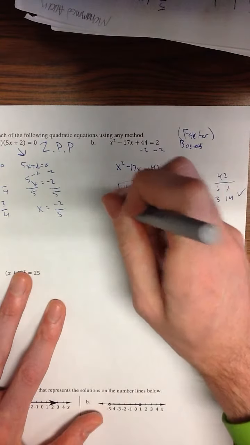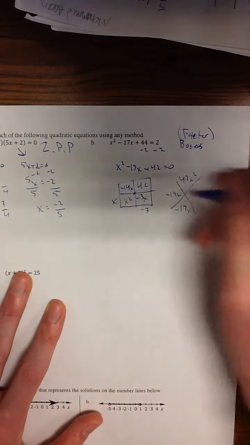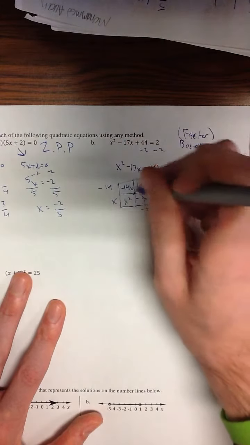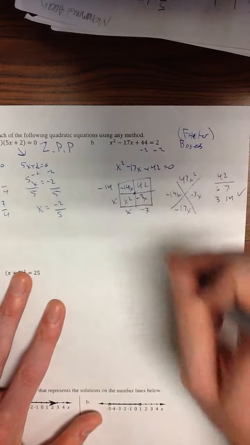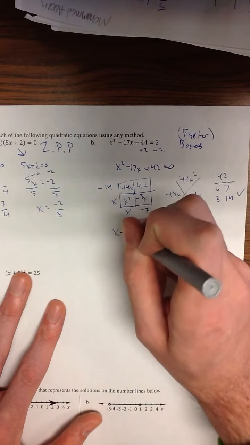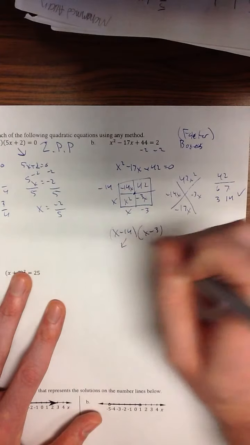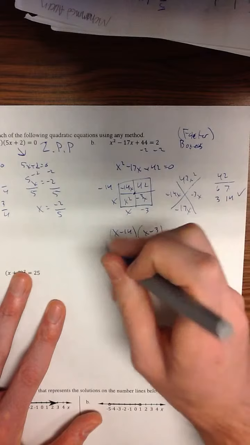So x is the same in both of those. So x times negative 3. Negative 3 times negative 14 will give me 14x. I got to multiply that by x. That's the same right there. x minus 14, x minus 3. So since these equal 0, I'm going to use the zero product property.